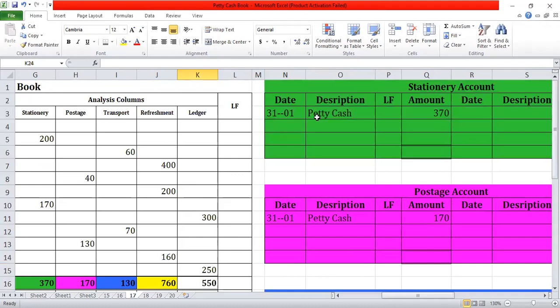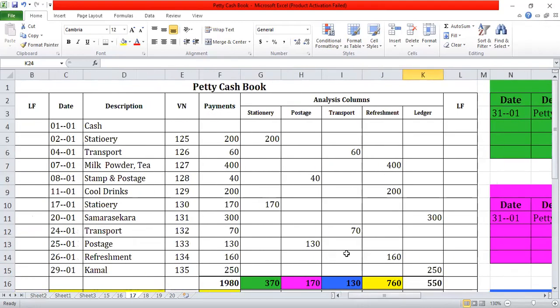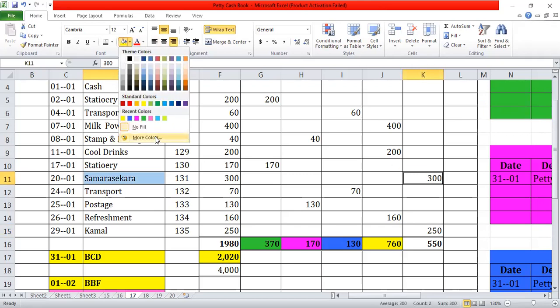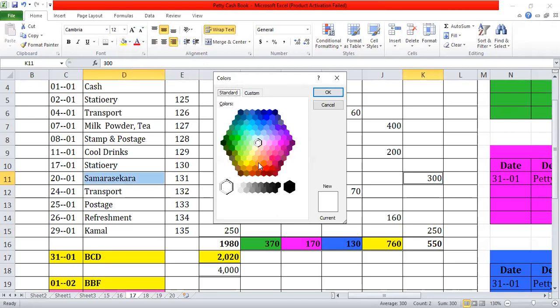Then listen carefully. Do you see in the ledger column we have made two payments for two creditors? One payment is for creditor Samarasekara. The next payment is for creditor Kamal. Do you understand? Usually in the ledger we maintain two separated accounts for Samarasekara and Kamal. Therefore, the payment to Samarasekara is recorded in his personal account.